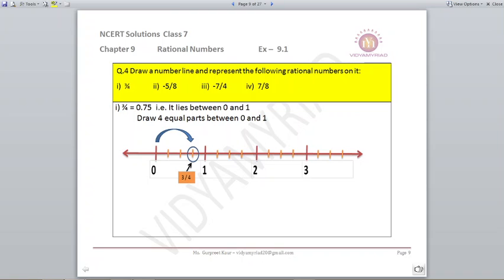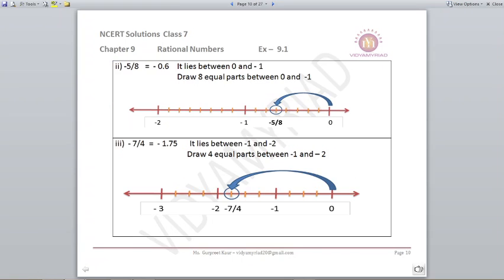0.75 lies between 0 and 1. That means 3 upon 4 will lie between 0 and 1, and I will make 4 equal parts between them. Then count 1, 2, 3 and 4. So the third part, 3 upon 4, will be the required fraction on the number line. The second is minus 5 upon 8. That means it is on my left hand side in the negative number.